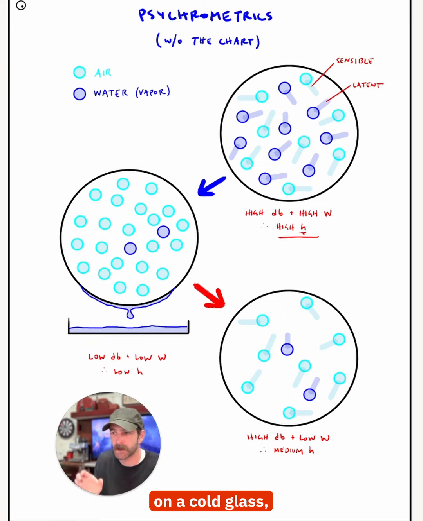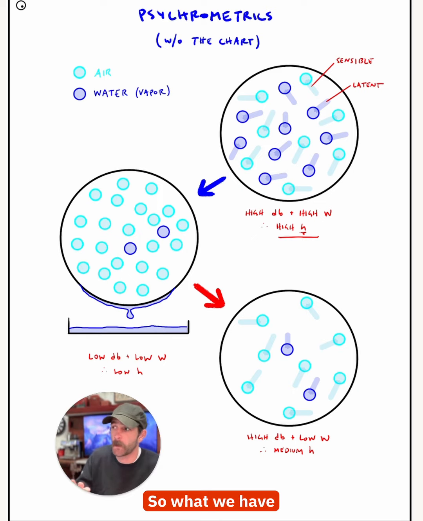This is condensation on a cold glass or dew in the morning. Or in an HVAC system, this is your condensate. This is at the bottom of the coil. And if you're smart, you have a condensate trap and you're going to drain that. So what we have in state 2 is low temperature air and low humidity. This is low sensible, low latent, which overall means low enthalpy.